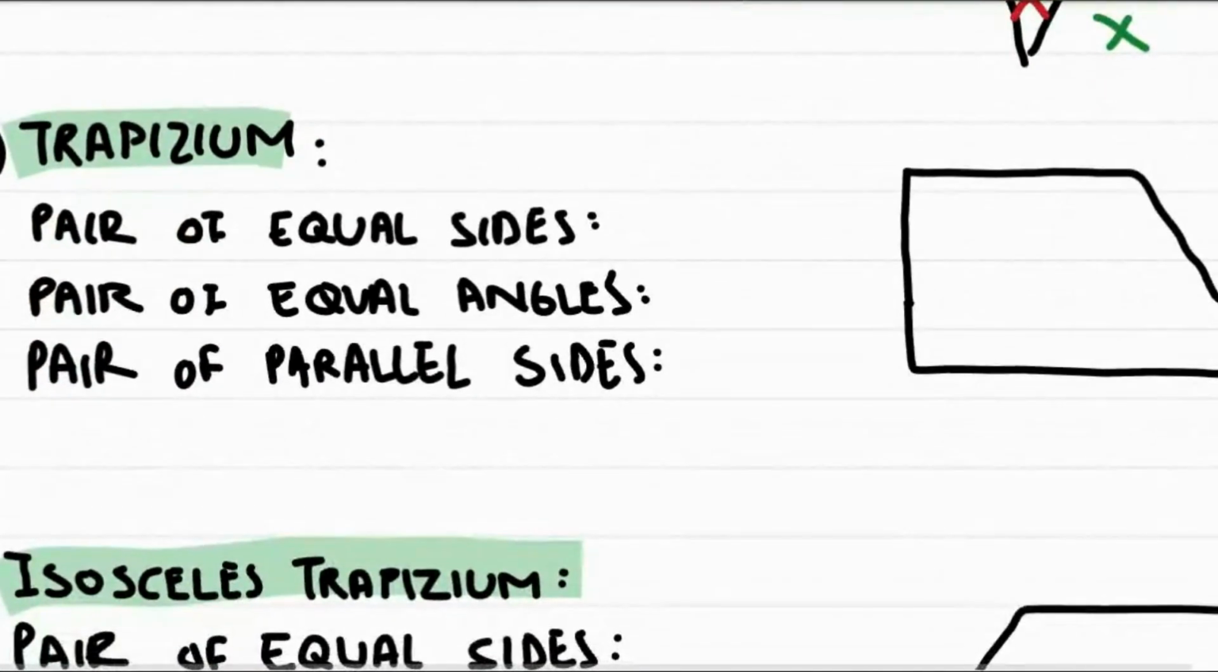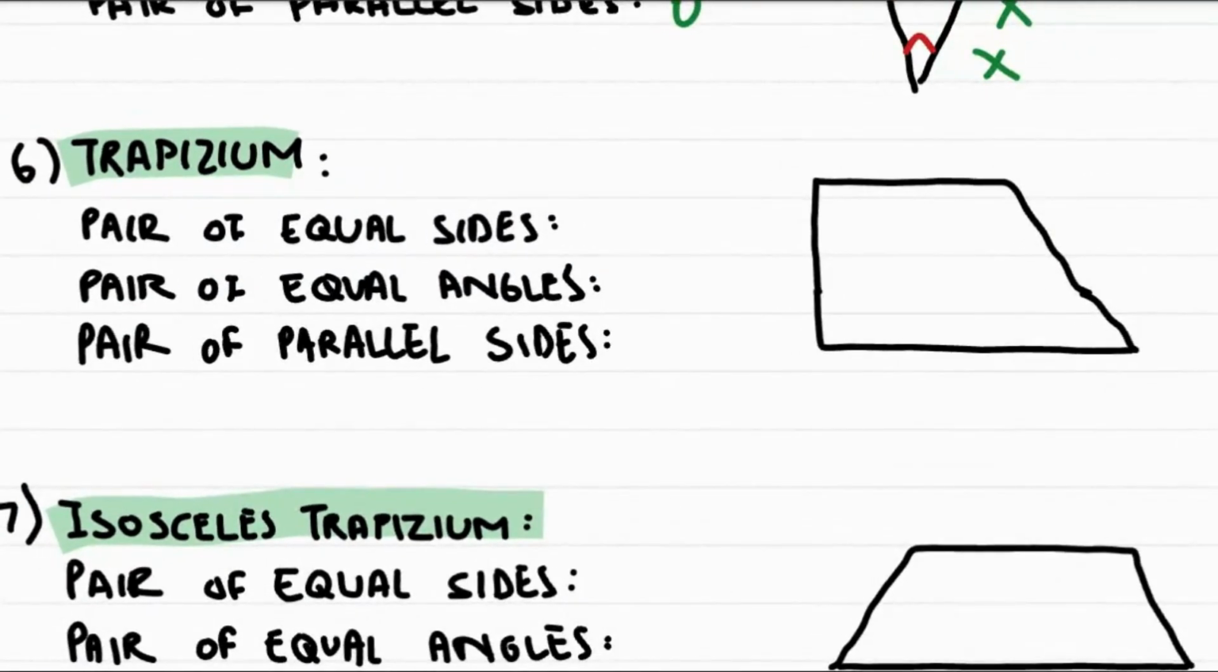Now trapezium, this is also another special case, so listen carefully. So it has pair of equal sides. Now you won't be given these lines, and it's obvious that this line and this line is not equal in any sense, whereas this side and this side is not equal either. So that gives us zero equal sides.